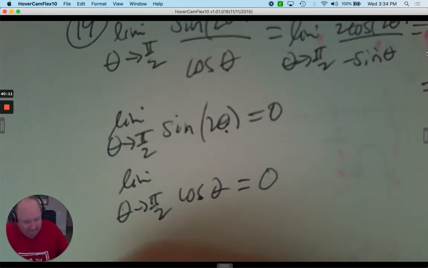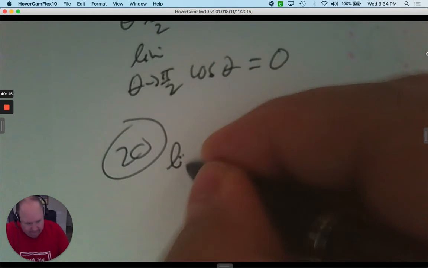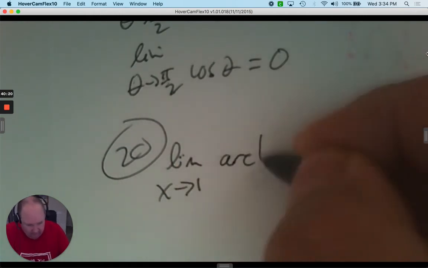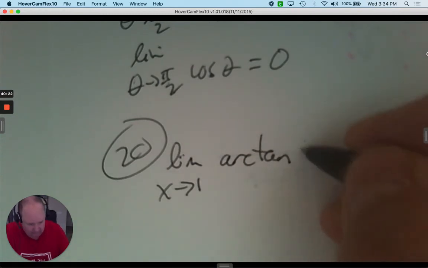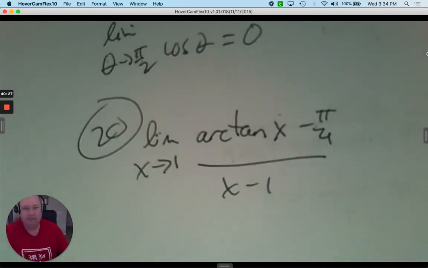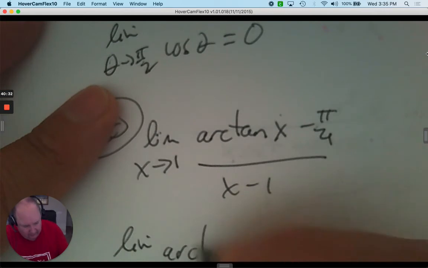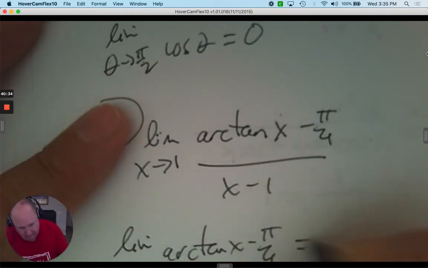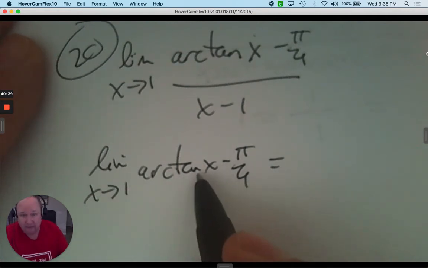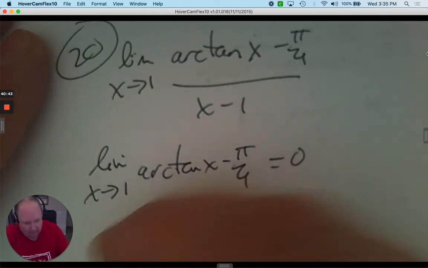Let's try again. Practice. Find the limit as x approaches 1 of arctan x minus pi over 4, over x minus 1. So again, I'm going to separate the numerator and denominator. So we don't want to write down 0 divided by 0. If I plug in 1 for x, the angle where tangent is 1 is pi over 4. So pi over 4, take away pi over 4, it's 0.